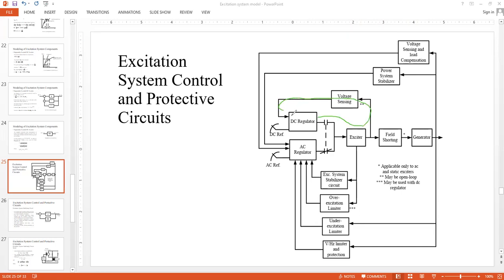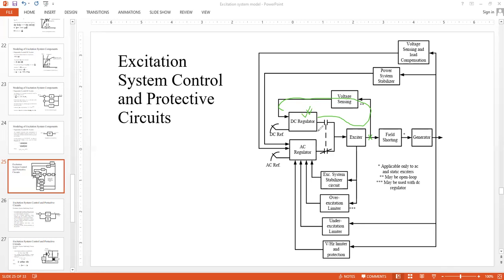Because this is the input to the voltage regulator, the DC voltage regulator should take the DC voltage, and the DC voltage working here is actually the exciter output. Whatever kind of exciter it is, be it static exciter or AC exciter or DC exciter, ultimately you are going to feed DC voltage to your generator field. So that's why the DC field voltage should be fed to the DC voltage regulator, and this is the voltage that should be controlled by the DC regulator.